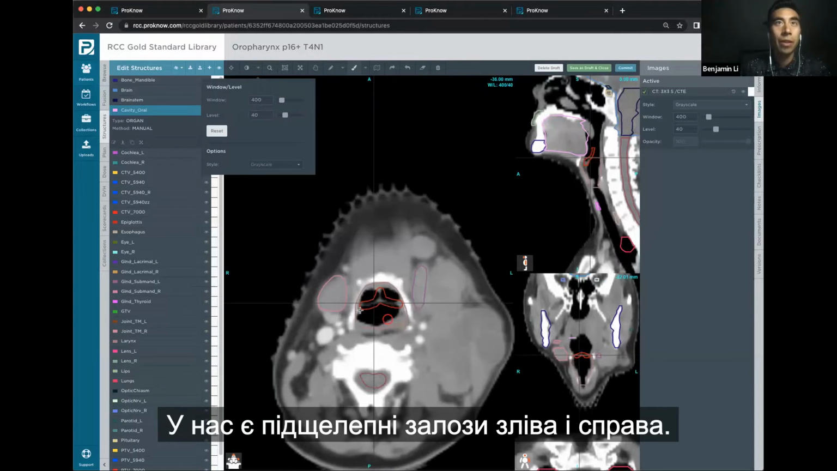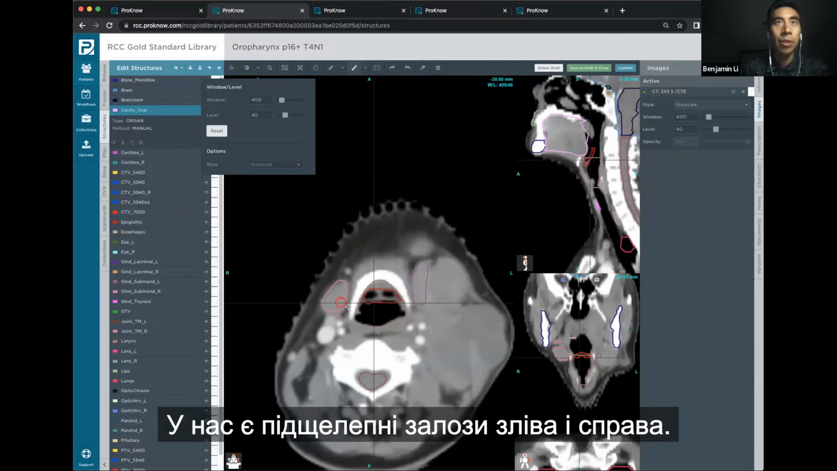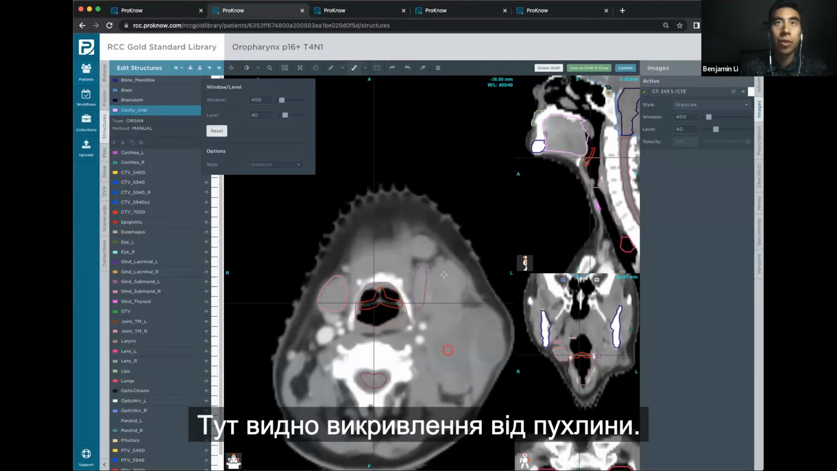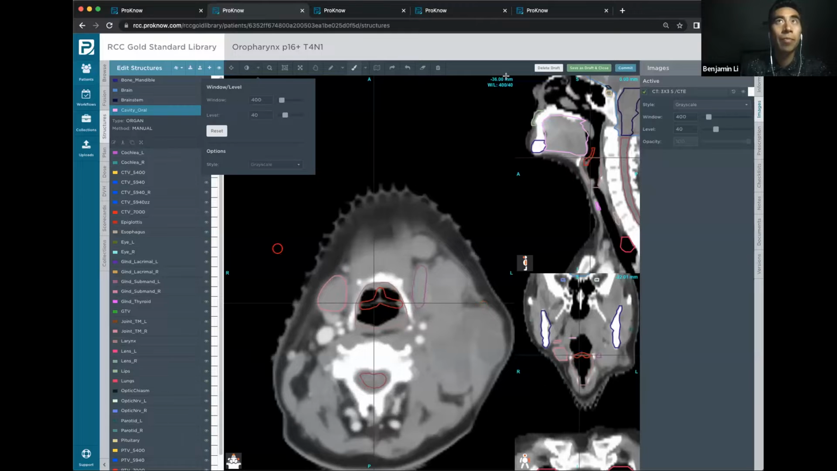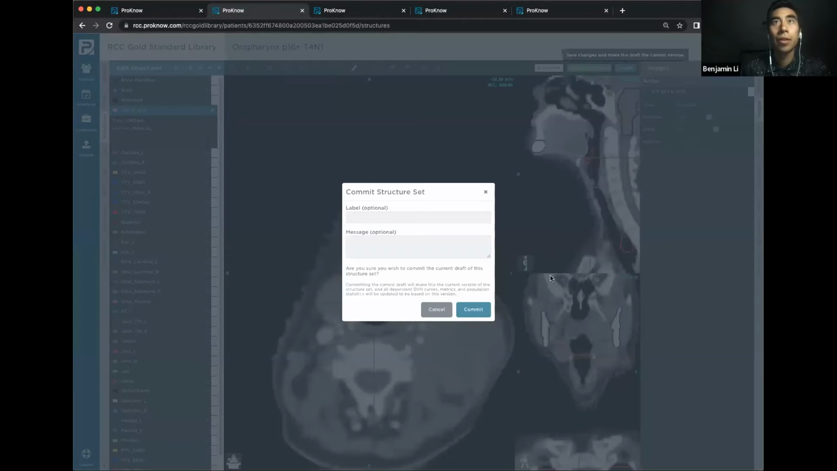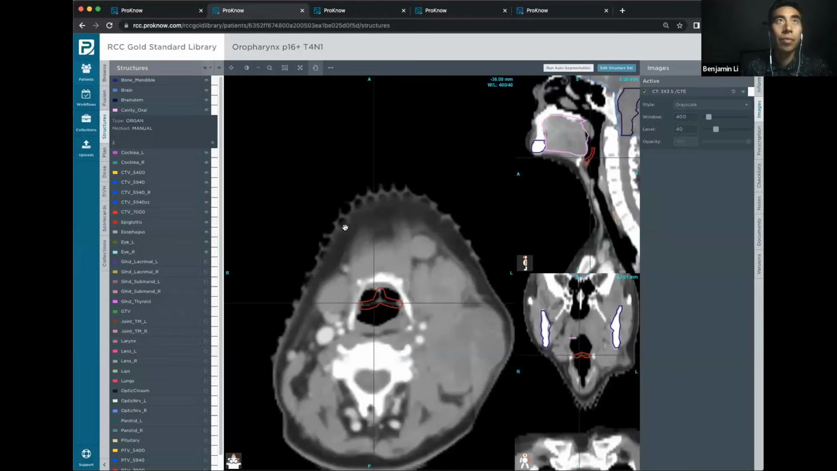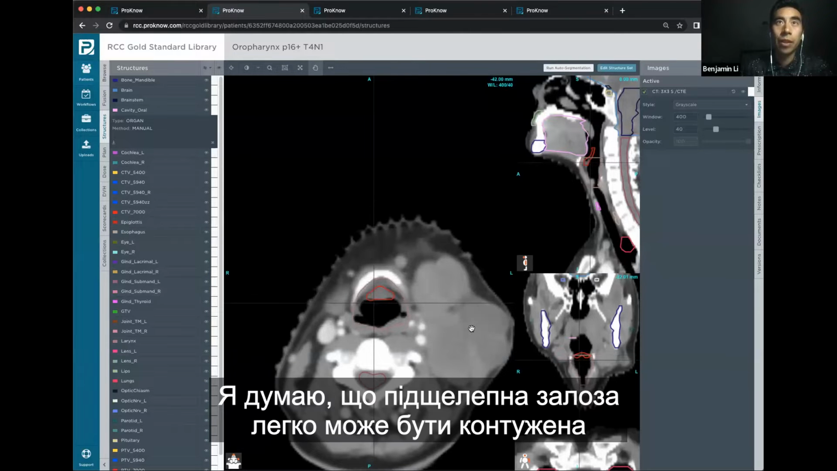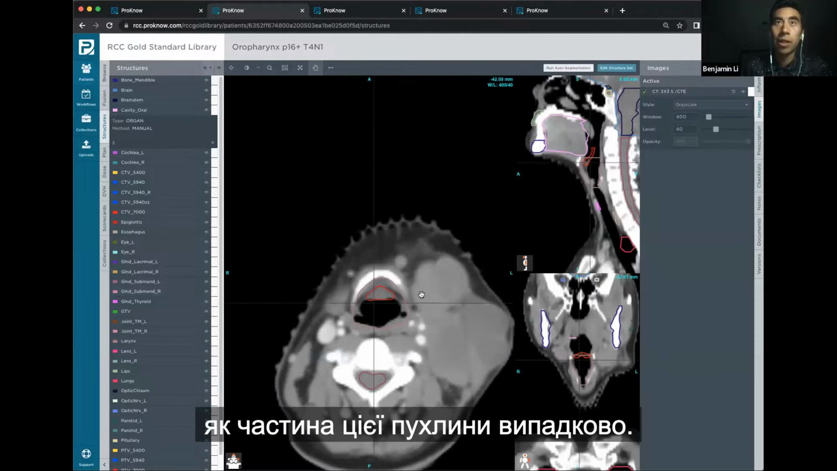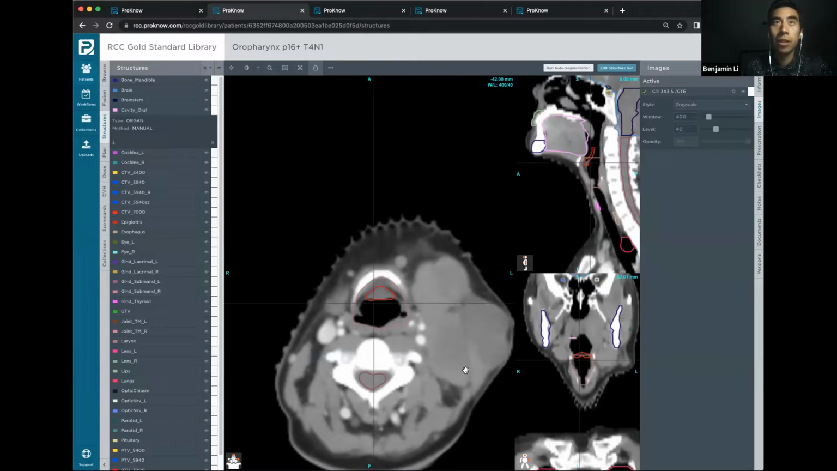We have the submandibular glands on the left and the right. Here you can see the distortion from the tumor. And this is very challenging. I think the submandibular gland could easily be contoured as part of this tumor on accident.